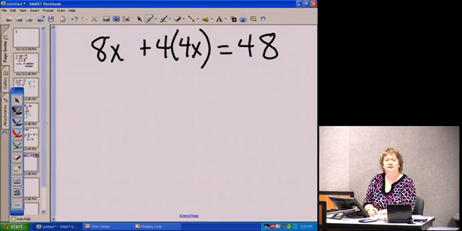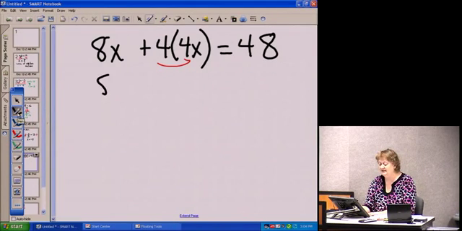8x + 4 times 4x = 48. In this case, we will have to do some simplification first. We always want to follow our order of operations to simplify before we start undoing to solve for x. To simplify, the first thing we'd want to do is look at that 4 times 4x. To simplify that, we'll get 16x.